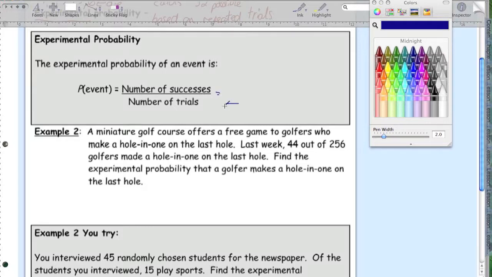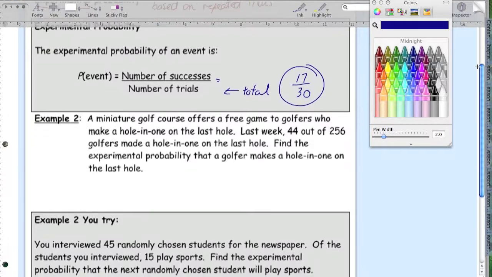So this denominator is still the total that you're working with. If you try something maybe 30 times, you try to throw a pitch and get it in the strike zone, you throw it 30 times, you have 17 successes, your probability is 17 out of 30. And that's all. So it's very similar. It's what you want out of the total, as we saw with theoretical. Similar concept, just different phrasing.